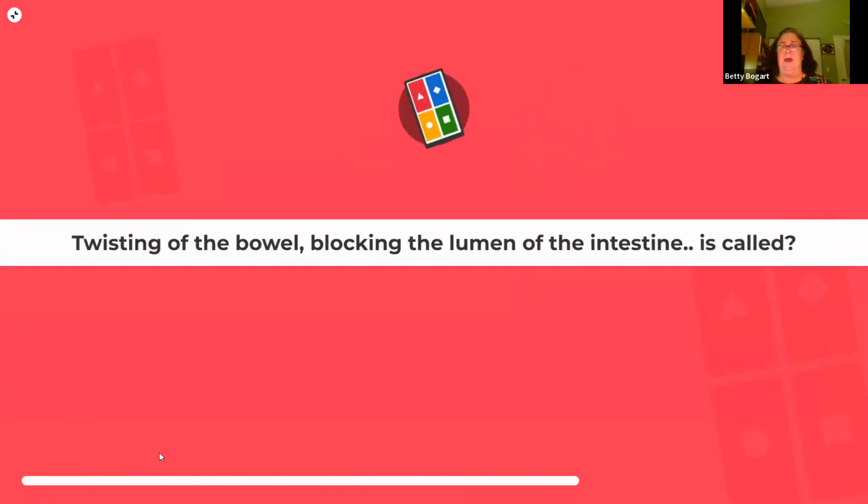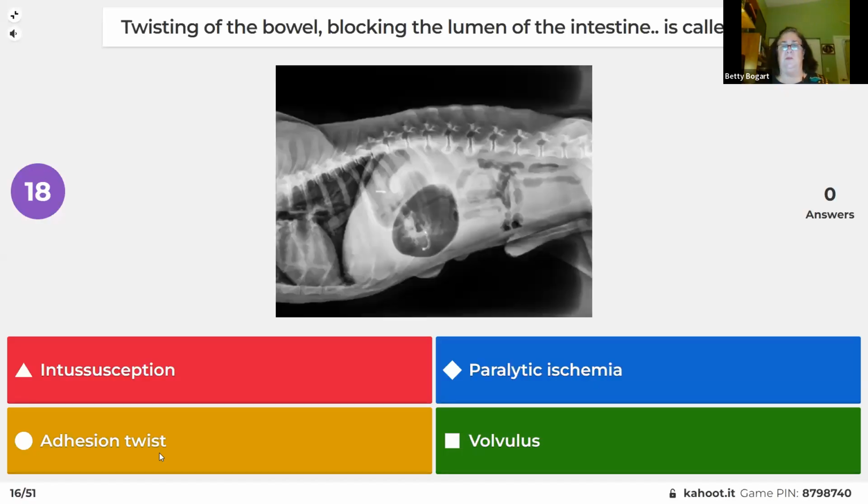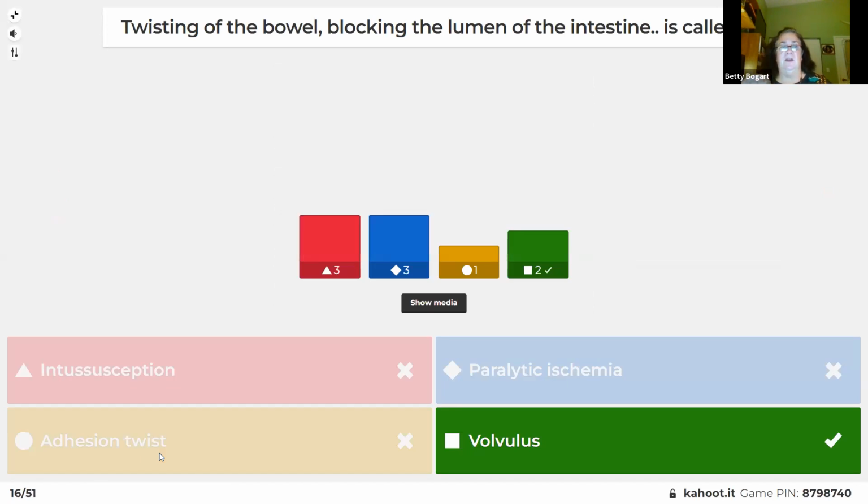Twisting of the bowel, blocking the lumen of intestines is called which one? This is one of those ones that are like an appendix, but you're not going to see the pain in the right lower quadrant. And this is called a volvulus. Intussusception is the telescoping. The twist is a knot, okay? Anyway, volvulus is the answer.